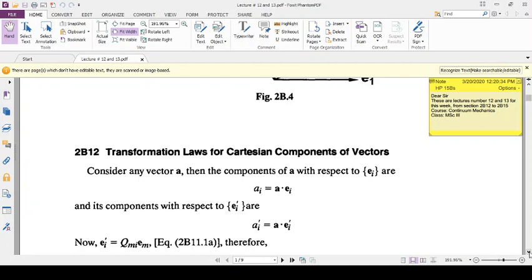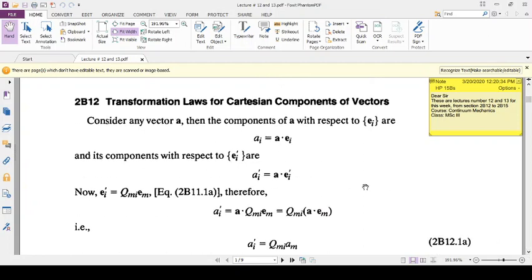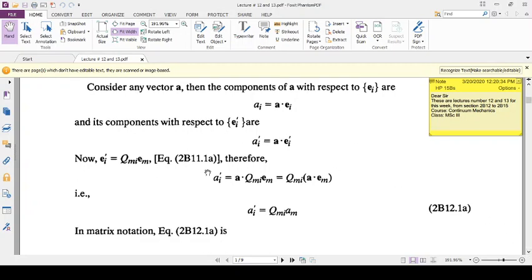So now what we have to do, we have to relate ai and ai dash, that how we can move from unprimed system to a primed system. We know that our bases are related with this equation, which is written ei dash equals qmi em, where qmi are the components of our transformation matrix.